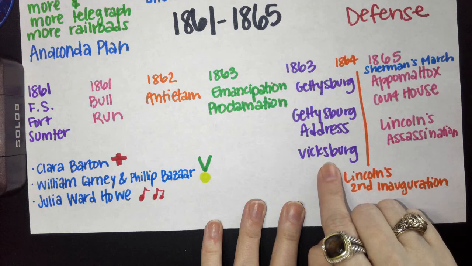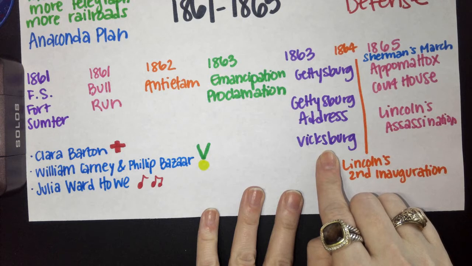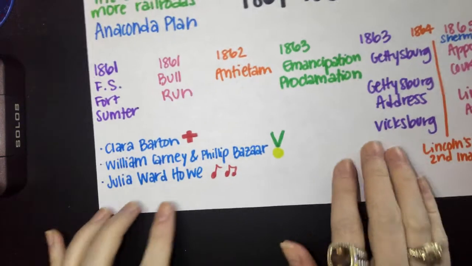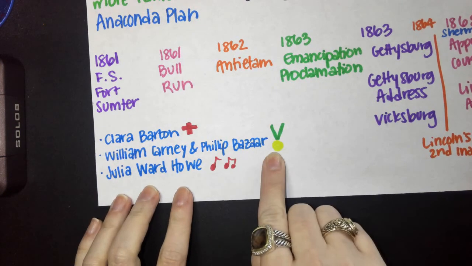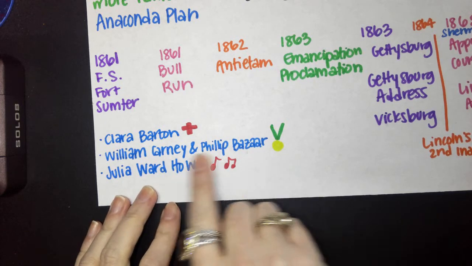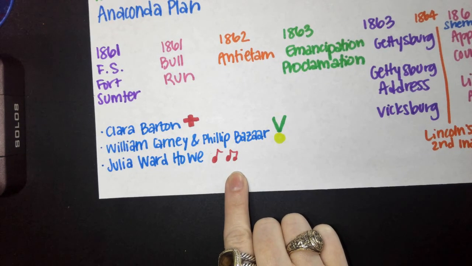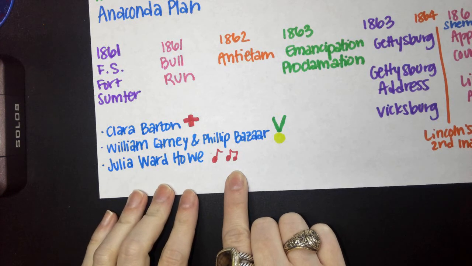Within a few days, we have the Battle of Vicksburg in 1863, and this is going to be a vital win for the Union. They will gain control of the Mississippi River, which will then divide the Confederacy in half, and the state of Texas will no longer be able to provide food and supplies to the Confederate soldiers. Now, during these battles, you will also meet men like William Carney and Philip Bazar. These two men are going to be known for winning the Congressional Medal of Honor, and they are Union soldiers. Julia Ward Howe would also be important during this time because she was known for writing songs and poems, and her song Battle Hymn of the Republic would be used to pump up Union troops.